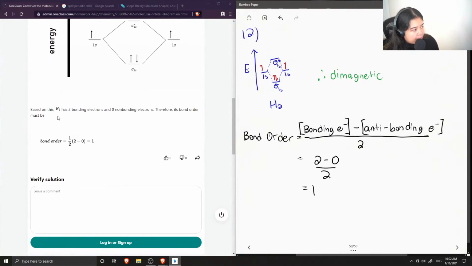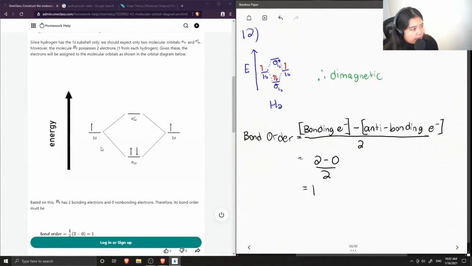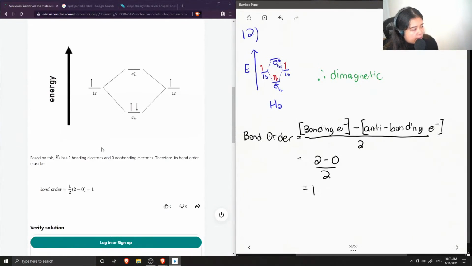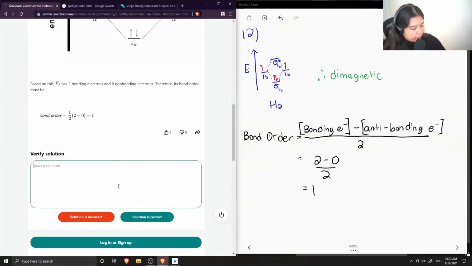And based on this, H2 has two bonding electrons and zero non-bonding electrons. I think they mean anti-bonding. Therefore, its bond order must be 1. Okay, so this solution is correct.